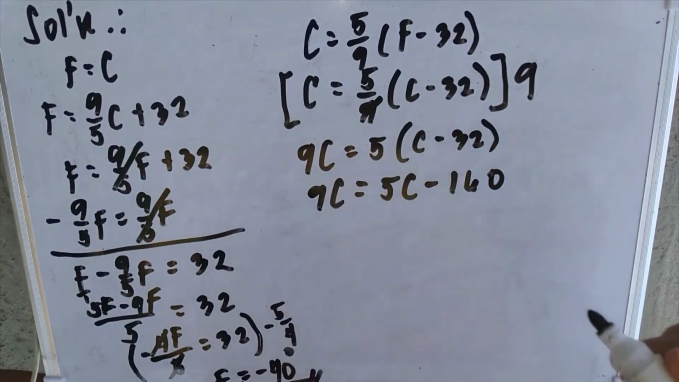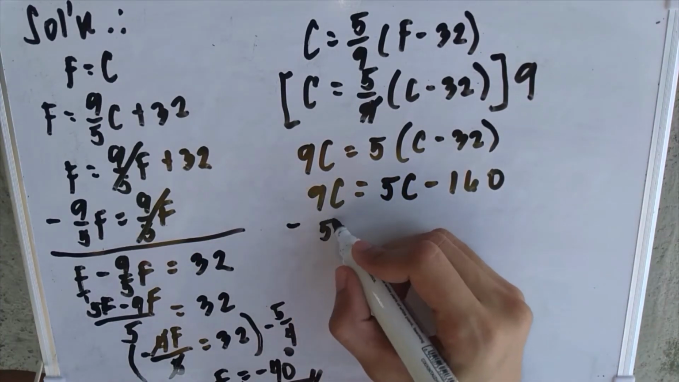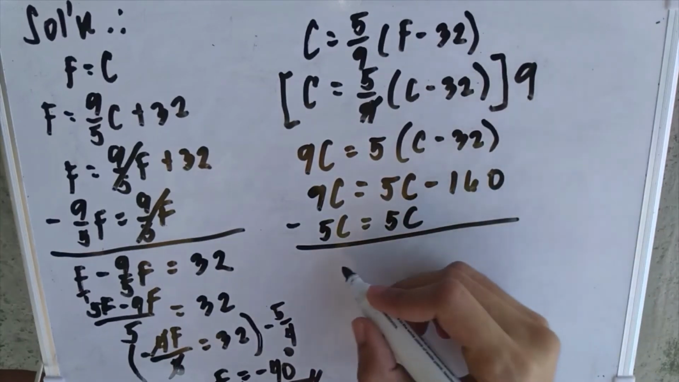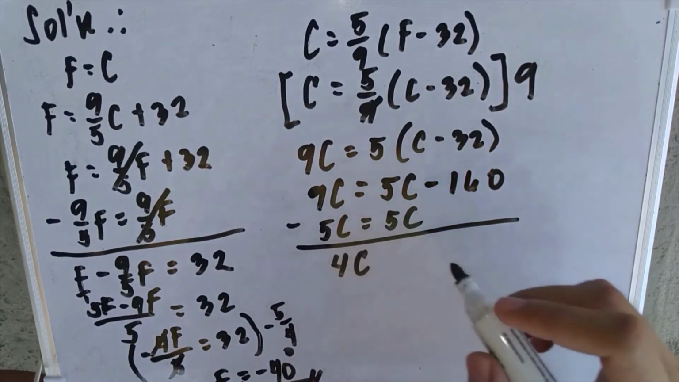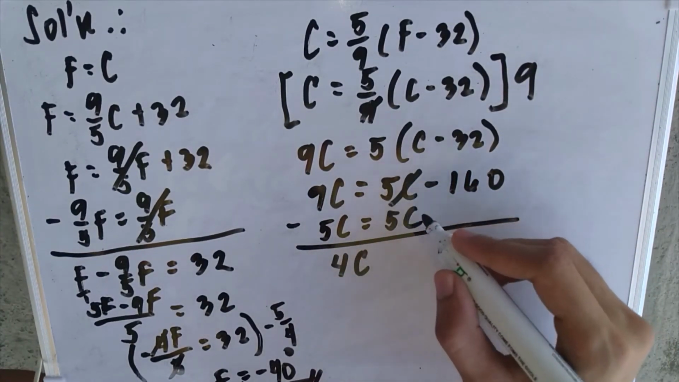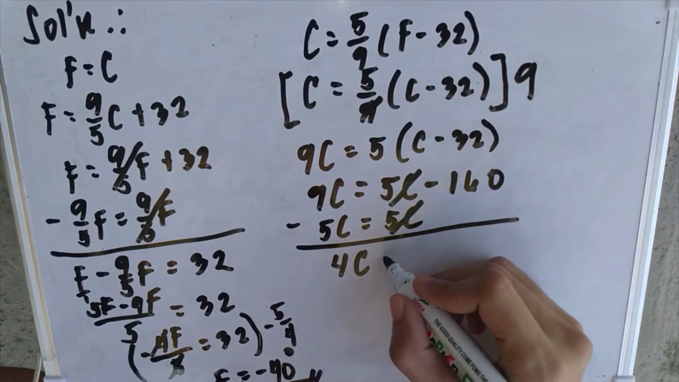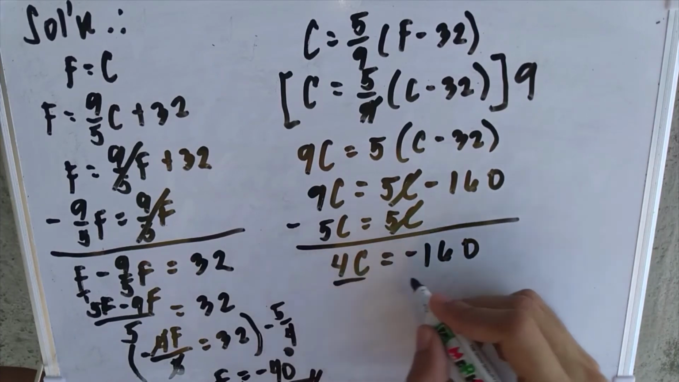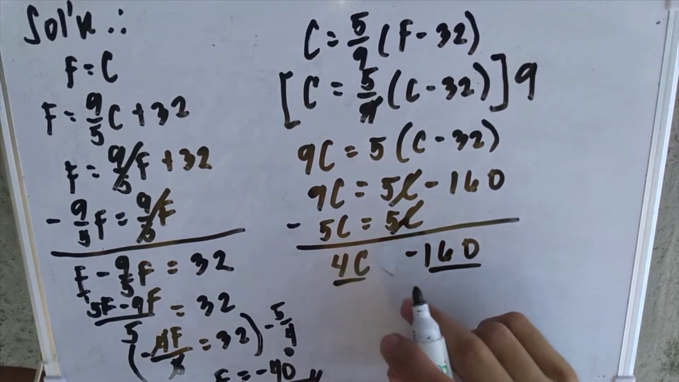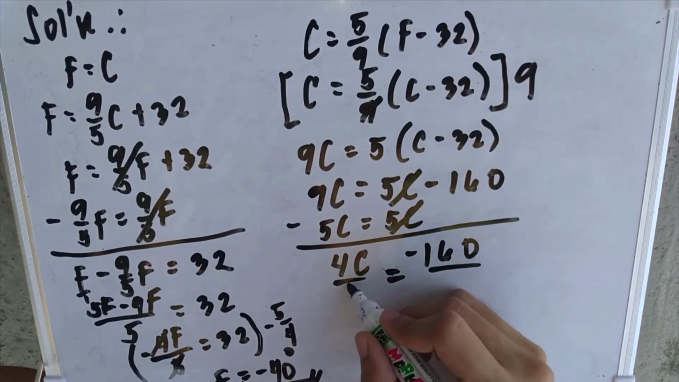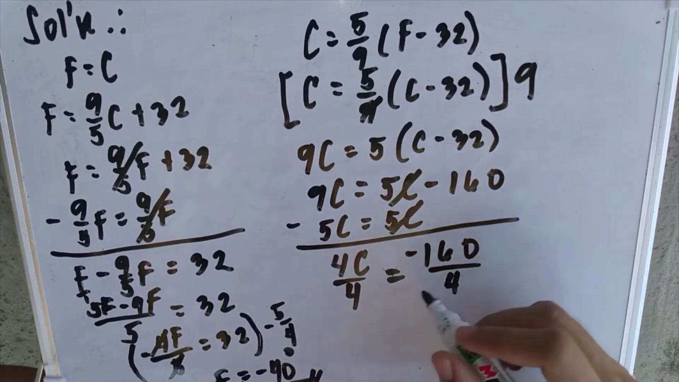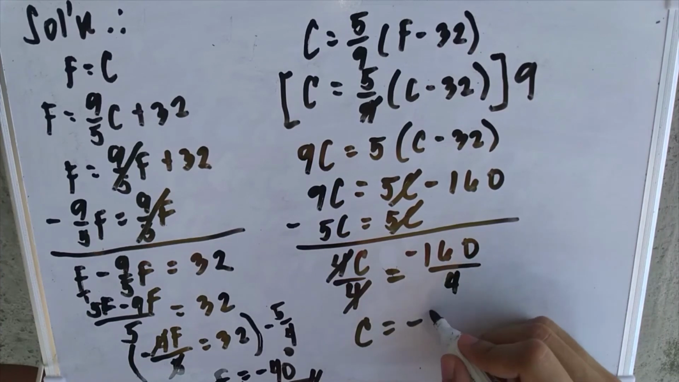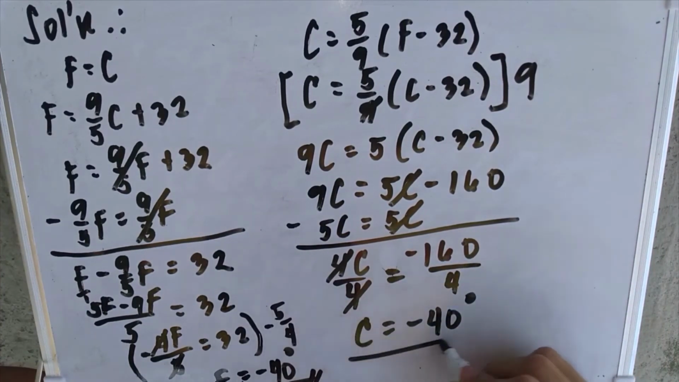So subtracting both sides by 5C, we can get 4C, and 5C at the right side was already cancelled out, equals negative 160. Dividing both sides by 4 so that we can get rid of 4 on the left side of our equation. So C is equal to negative 40 degrees.